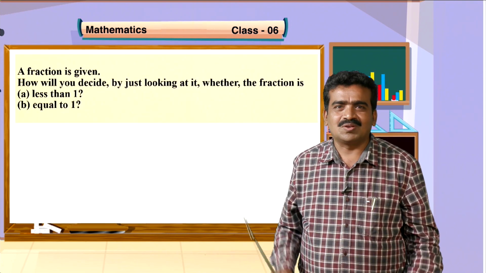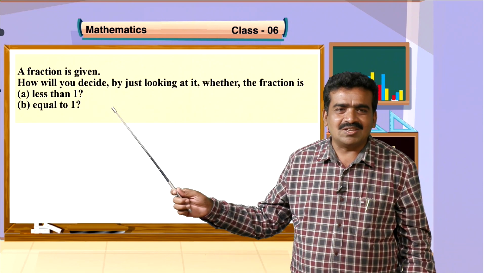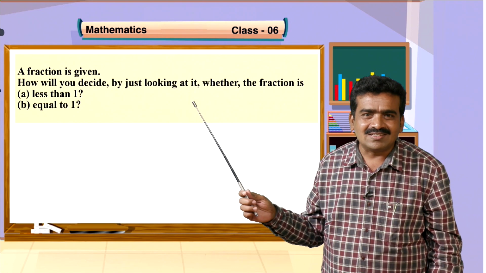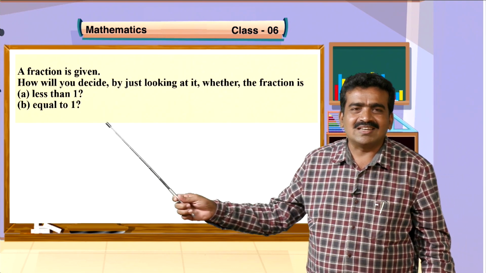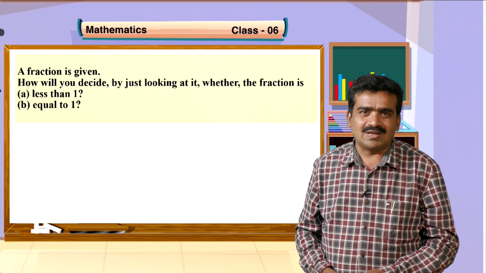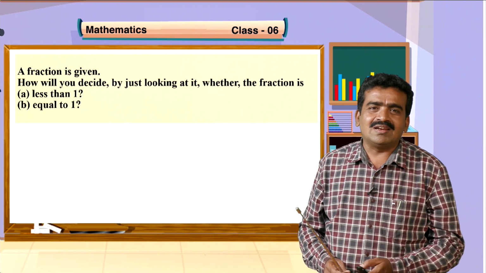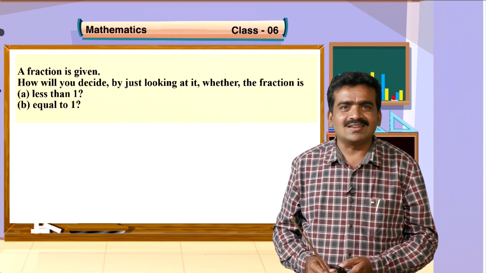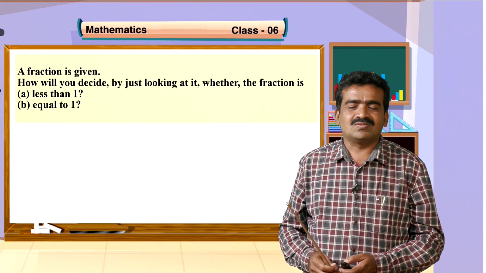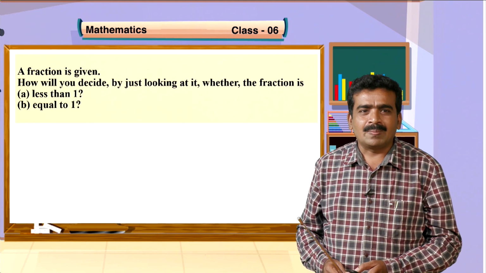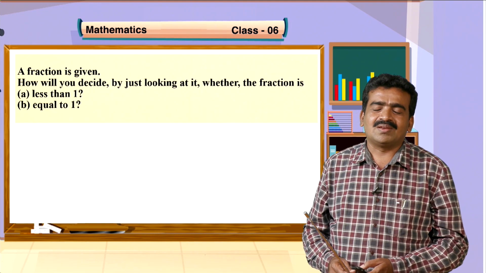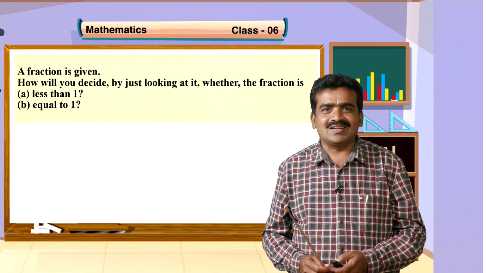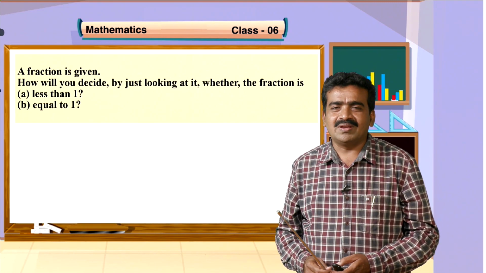Now, let us go to another question. A fraction is given, how will you decide by just looking at it whether the fraction is less than 1 or equal to 1? So, when will we get a fraction less than 1? Yes, my dear students, you are telling correctly. If it is a proper fraction, we will get the value less than 1, and if the numerator and denominator values are equal, then the value of the fraction is 1.